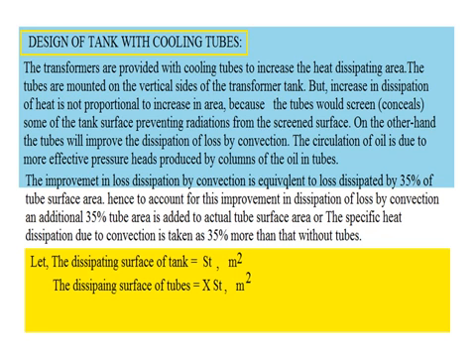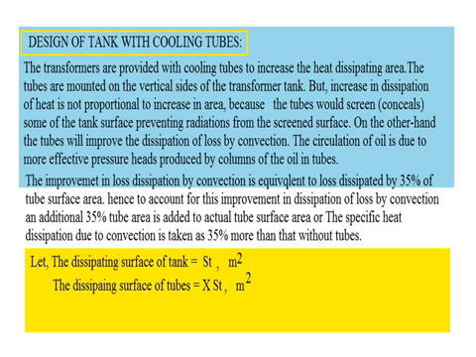So the transformers provided with the cooling tubes increase the heat dissipating area. That is one concept. Another point also arises by using the number of cooling tubes, which are provided by the side of the tank, which conceal some tank surface. It prevents the radiation of the screened surface. So another concept tells that by using the tubes, we improve the dissipation of loss by convection. So this is a very important point.